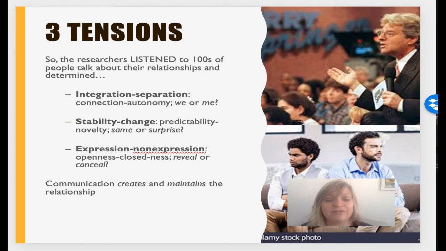The last one is the expression or non-expression. And another way that we can think about this is, should we be open all the time with our partners, or are there things that are okay, permissible, to conceal or to not disclose, right? So we're looking at this as the difference between self-disclosing everything and keeping some things private.